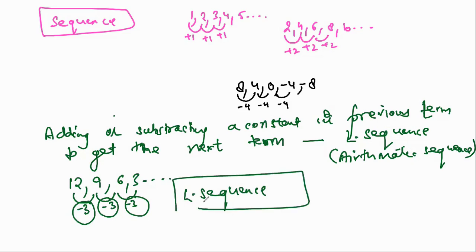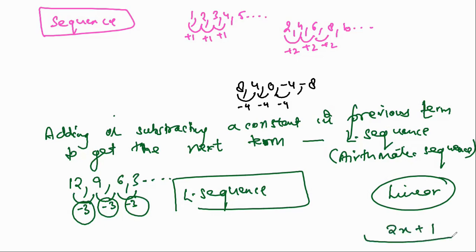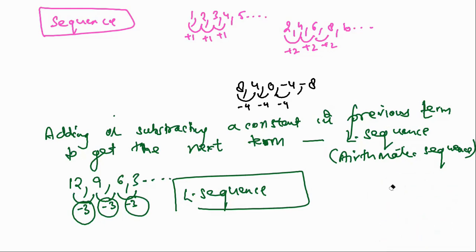Now, why is the arithmetic sequence called the linear sequence? Linear means the power of the variable is 1. Suppose I say 2x plus 1. That is a linear expression, because the highest power of x is 1. When there is no visible power, the invisible power is 1. So when the highest power of x or any variable is 1, that means linear. Now let's understand how to get the nth term.